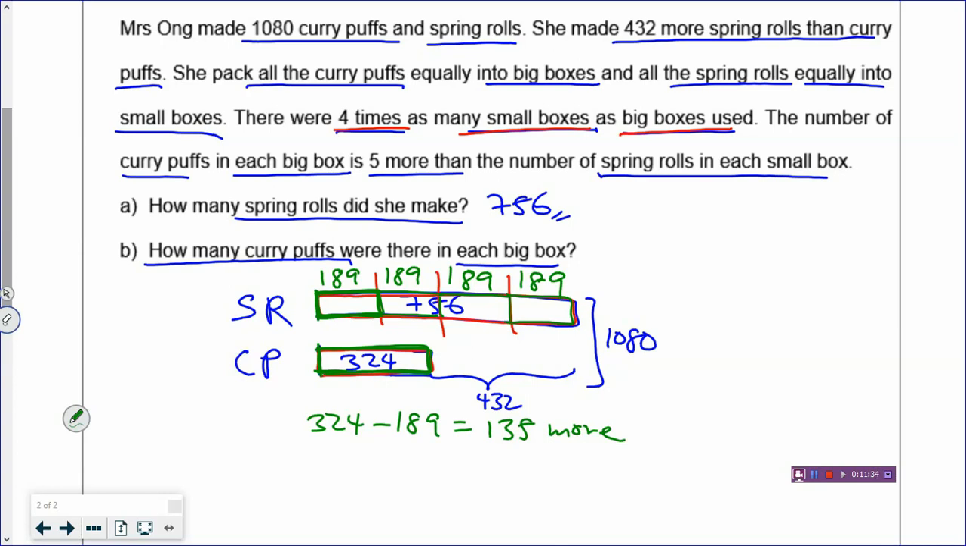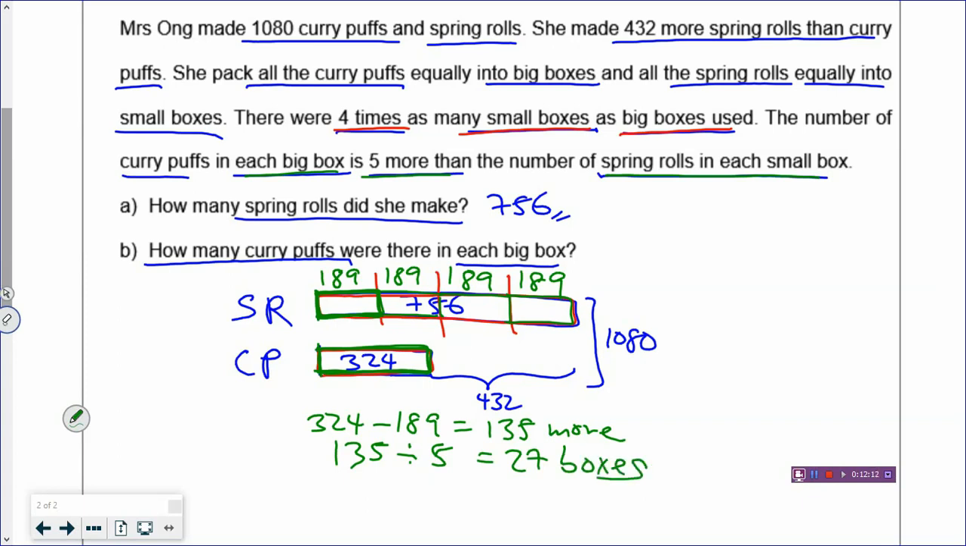Then you look at the question. The number of curry puff in 1 big box is 5 more than the spring rolls in 1 small box. So if there are 135 more curry puff than spring rolls in the same number of boxes, how many boxes are there? So 135, and you divide by 5 more, right? 1 big box is 5 more than 1 small box, so you divide by 5 more. 135 divided by 5, you will get 27 boxes.